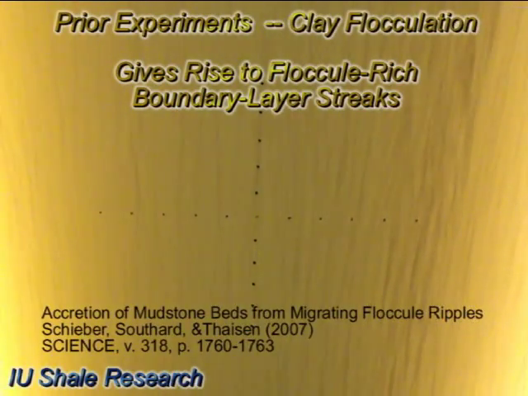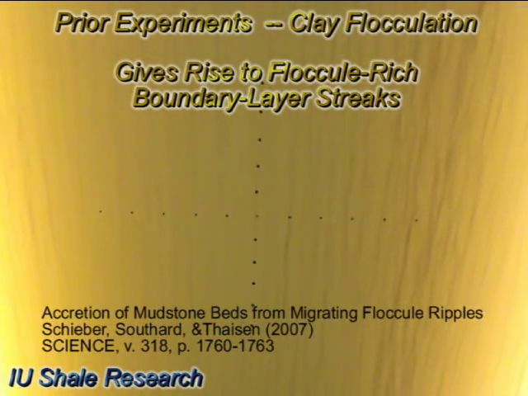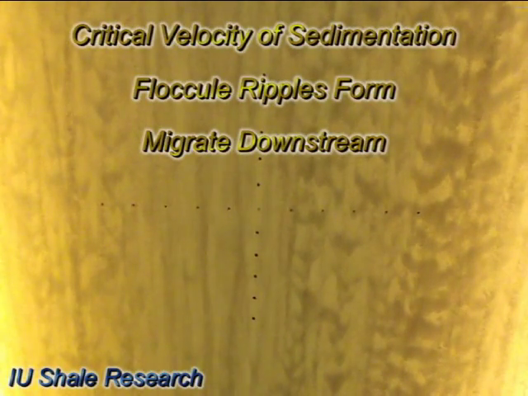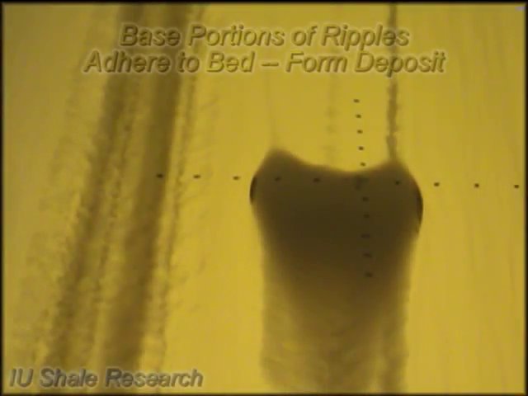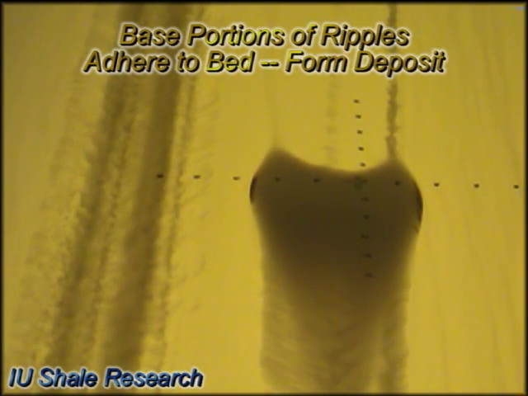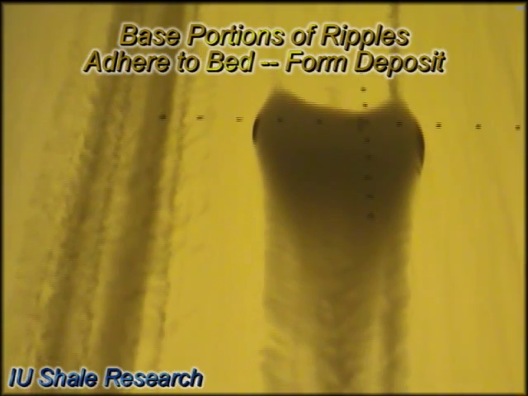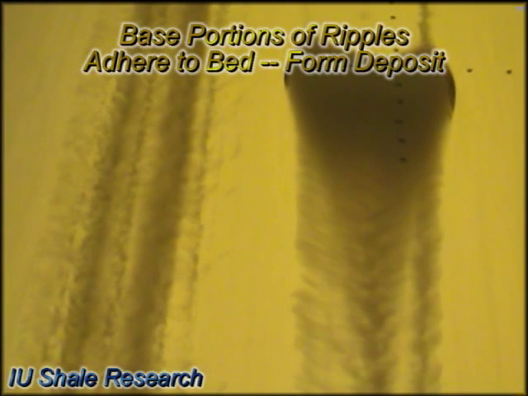At velocities between 35 and 50 centimeters per second, they mostly travel in the form of boundary layer streaks. But once flow velocity has been reduced below the critical velocity of sedimentation, floccules form migrating ripples. The critical velocity depends on the suspended sediment concentration, but generally falls within the 20 to 35 centimeters per second range. As ripples migrate, they are not fully eroded, leave behind a tail, and gradually a mud bed accretes.